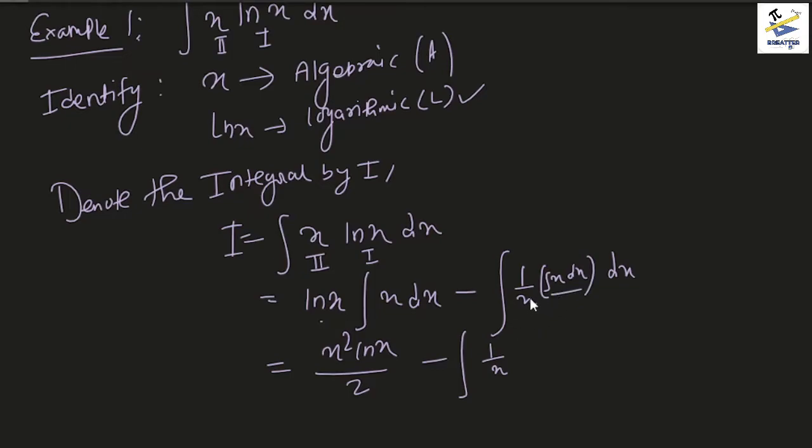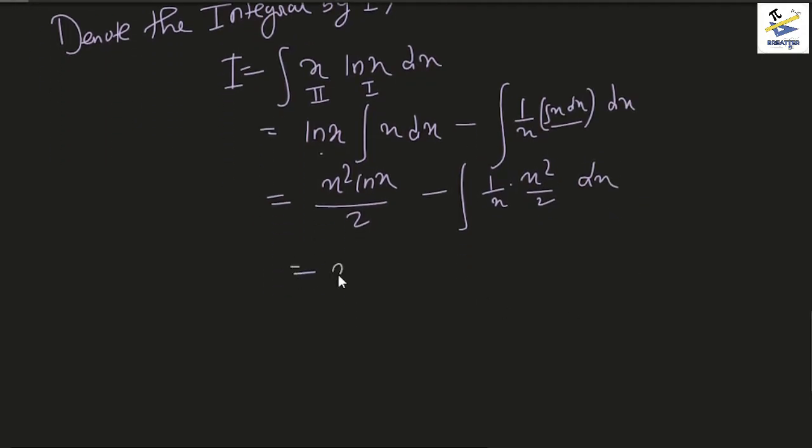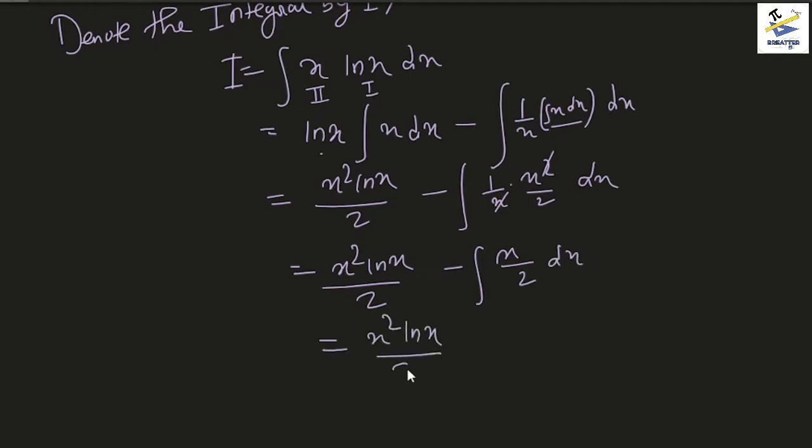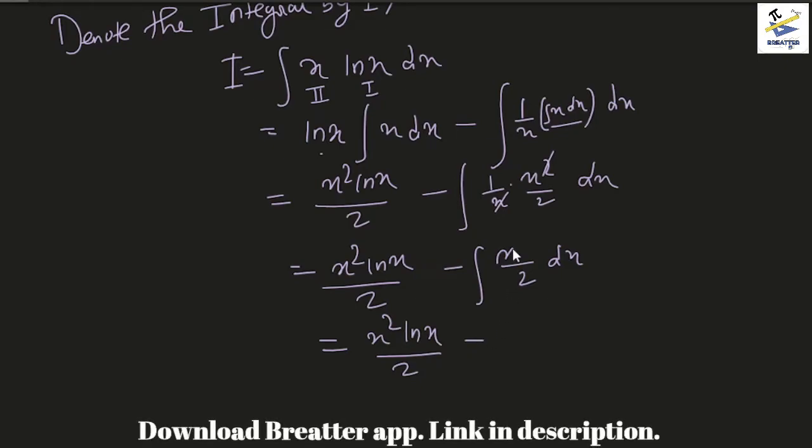In this inner integral you do not need to include the constant plus c, so we are basically trying to just find the integral and accept the constant. So 1 by x into x square by 2 dx, and as we can see this becomes x square ln x by 2 minus integral of x by 2 dx, which can also be evaluated: x square ln x by 2 minus x square by 4. Now we can include a plus c to complete our answer.